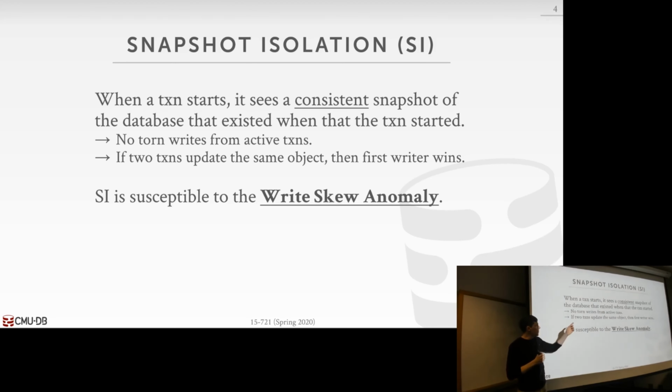Right. So this question is, what do I mean by the first writer wins? Is it based on the time that they started, or is it based on the time that they wrote? It's based on the time that they wrote. So you can actually start before I do, but if I write to this tuple and then you try to write to the tuple, you have to go abort.